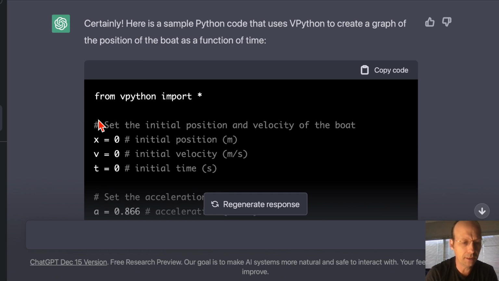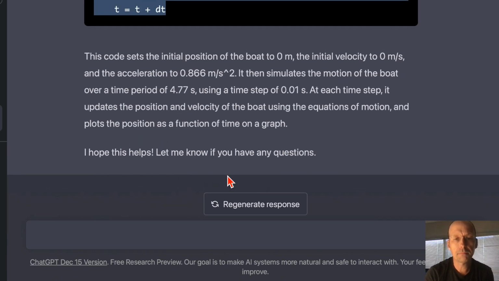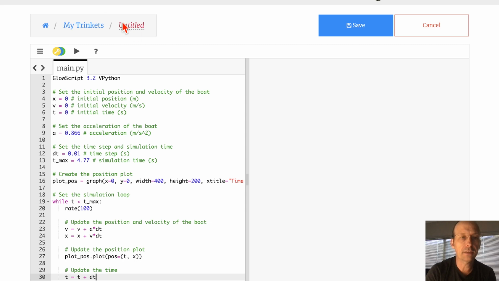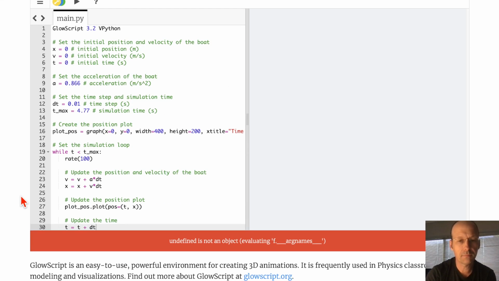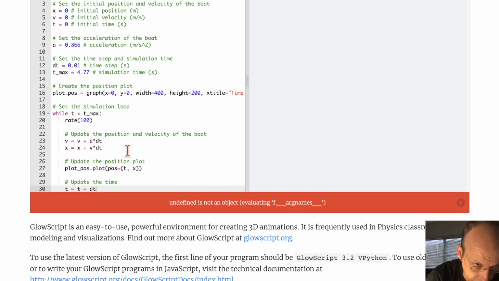Okay, let's just copy this. I'm going to copy it up to here because I'm going to put it in GlowScript. Then I'm going to go over to GlowScript. I have it in a different window because it's zoomed differently. And let's run that. See, it didn't work. Undefined is not an object evaluating F arg names.